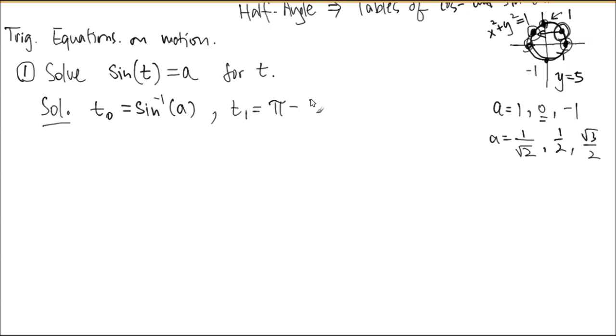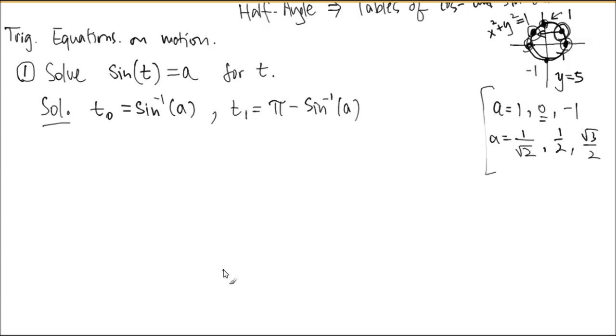So I'm just going to write it like this instead of T0 so that you can see. Sine inverse is what you get from a calculator or from a special triangle. Then you have to consider these two fundamental ones, in between 0 and 2 pi. T0 is here from the calculator. Another one is pi minus this one. So these are the two things that you see on the unit circle.